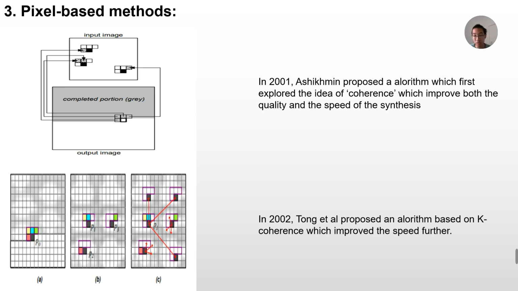And in 2002, Tom proposed an algorithm based on k-coherence, which improved the speed further. The idea of k-coherence is an expansion of the idea of coherence. First, we use coherence to build the original candidate set, and then we expand the candidate set by expanding each single element of the candidate set to a set of size k, where the k-1 pixels are the most similar k-1 pixels of the single pixel in the original candidate set in the input texture.